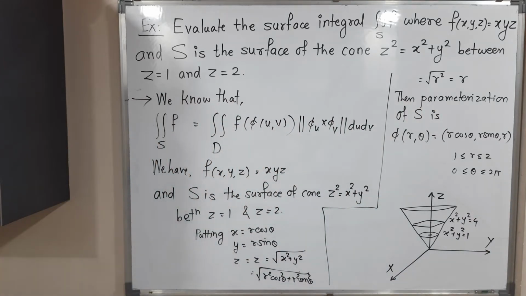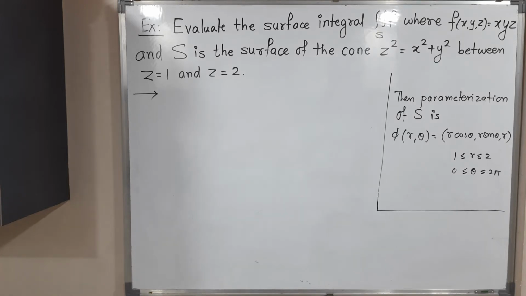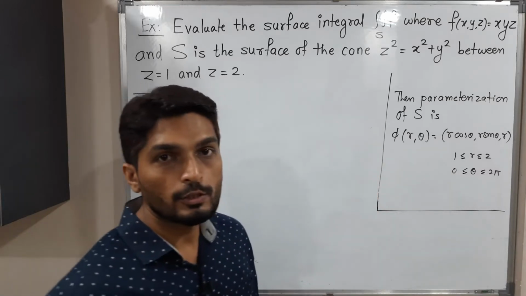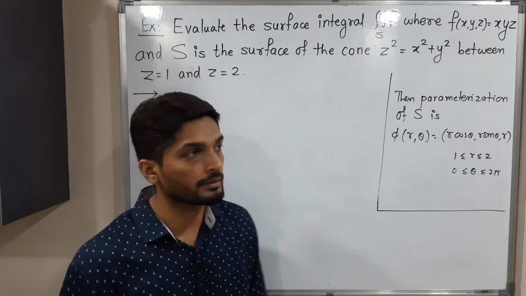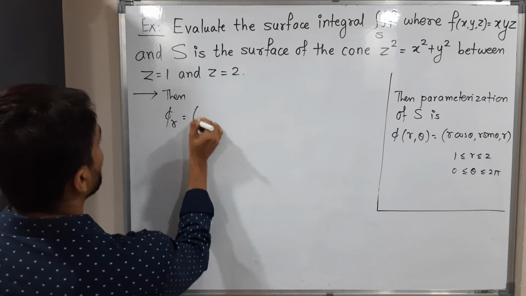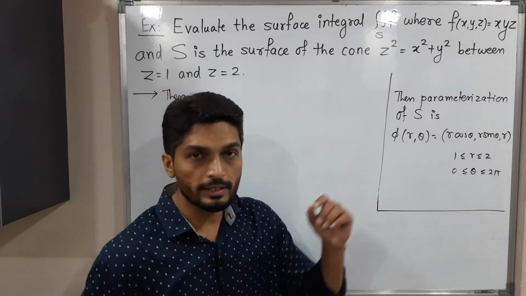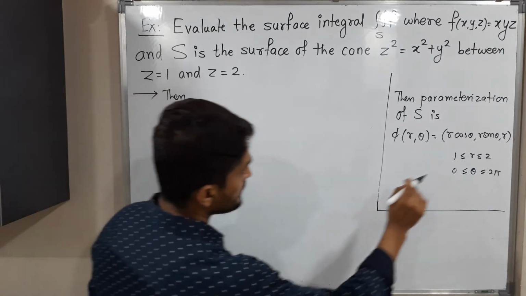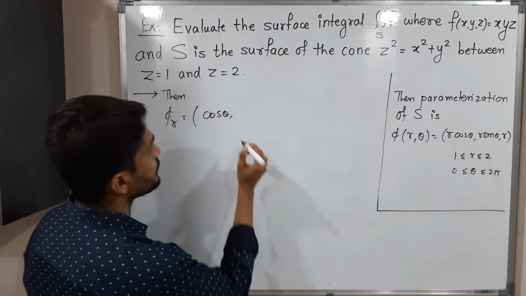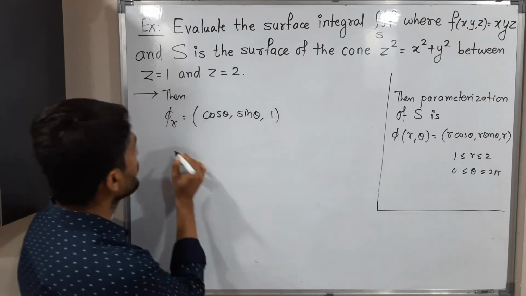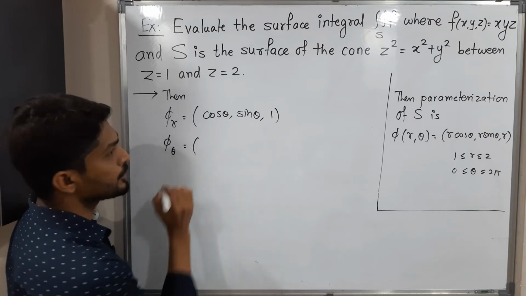After that we are going to do the further calculation, make a screenshot of it, then we will go further. So let us solve it further. So we have this parameterization phi. So let us find its derivative with respect to r and theta. Then phi r, derivative of phi with respect to r. See, cos theta is constant, derivative of r is 1, so here we will have cos theta. Here sin theta is constant, derivative of r is 1, so here we will have sin theta, and derivative of r is 1.